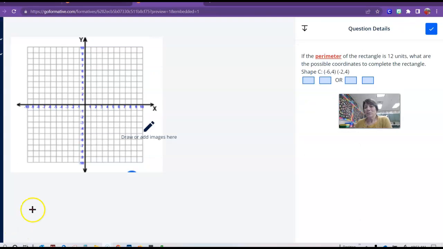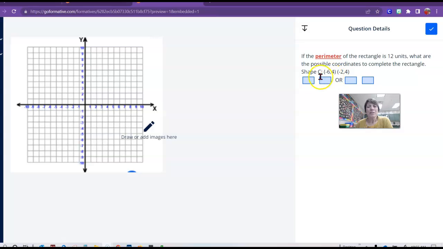Now in these problems you have to do a little bit of problem solving. It says if the perimeter of the rectangle is 12 units, and remember perimeter is add up all the sides, what are the possible coordinates to complete the rectangle? And there'll be 2 sets. This will be an ordered pair, another ordered pair. So in other words, you're having 4 ordered pairs here because there are 2 options. You can go up or you can go down.